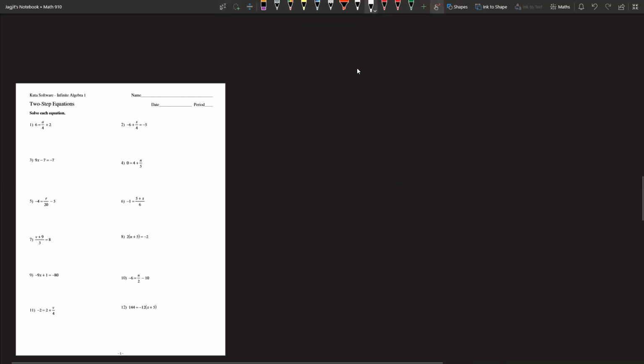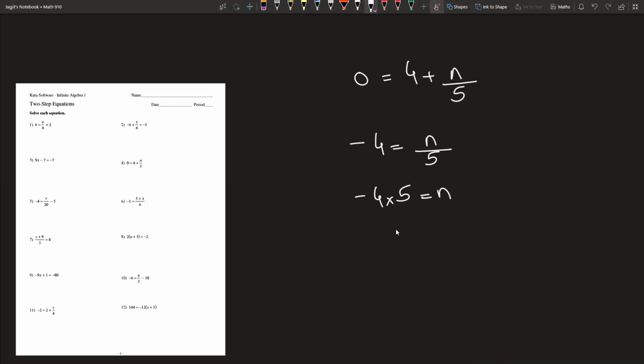Okay. Next up, what you have is 0 is equal to 4 plus n over 5. Okay, same thing. We got to first get rid of this +4. This +4, when it goes to the other side, it will become -4. So then you have -4 is equal to n over 5. And then you're going to cross multiply the 5. So you get -4 times 5 is equal to n. So your n is equal to -20.